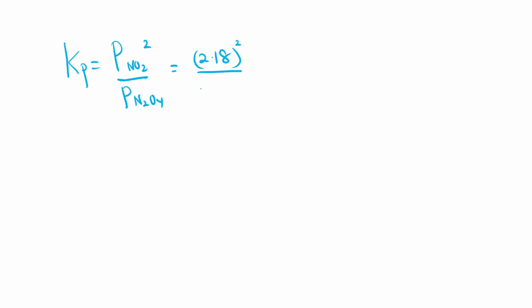Okay, so Kp, okay, Kp is equal to partial pressure NO2 square over partial pressure N2O4. Jadi kita dah ada partial pressure tadi untuk setiap gas, okay. So 2.18 square over 0.2769. Okay, so dapat Kp dia berapa? 17.44 Kp. Okay, next kita nak kira Kc.